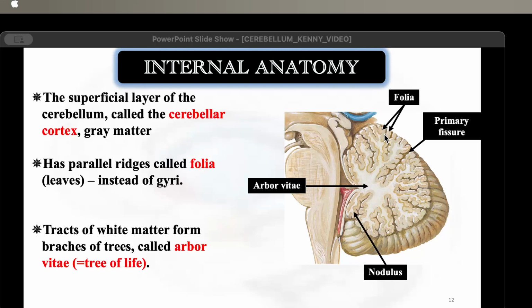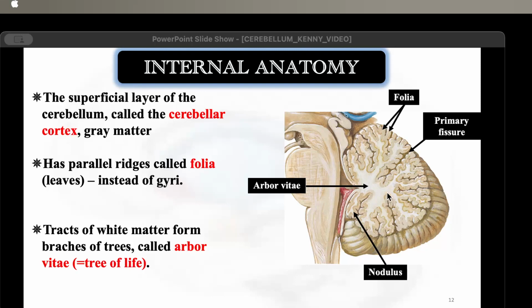It is a layer of gray matter, and it has convolutions, just like how the cerebrum had the gyri, but in the case of the cerebellum, we call them the folia. Folia literally means leaves, leaves, majani. So these small convolutions are not gyri in the case of the cerebellum. They are folia.